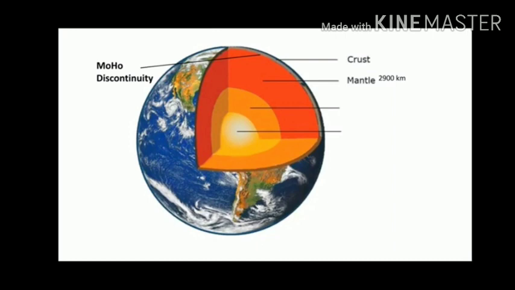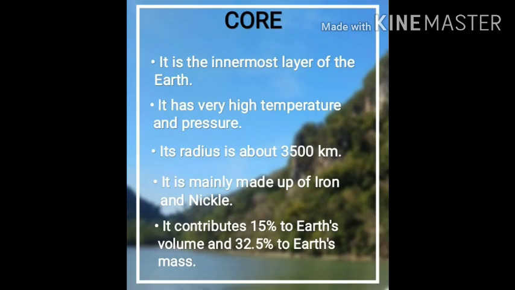Now we see the third layer of the earth, that is core. It is the innermost layer of the earth. It has very high temperature and pressure. Its radius is about 3500 kilometers. It is mainly made up of iron and nickel. It contributes 15% to Earth's volume and 32.5% to Earth's mass.